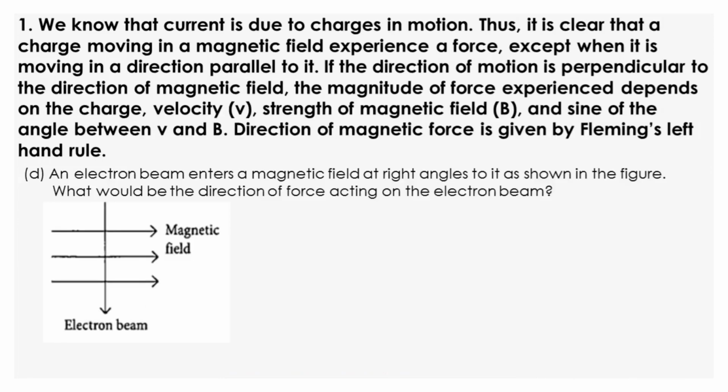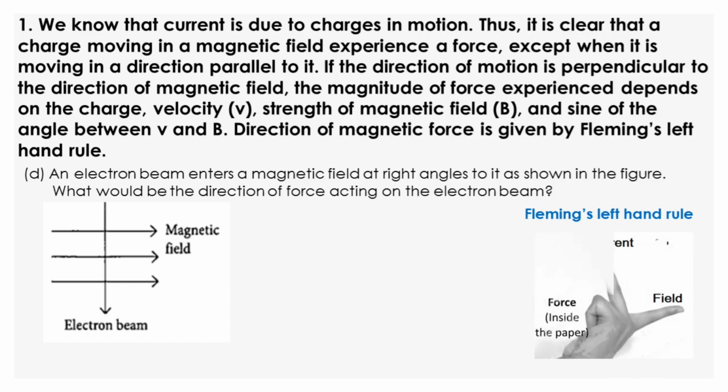Fourth sub-question, an electron beam enters a magnetic field at right angles to it as shown in the figure. What would be the direction of force acting on the electron beam? Again, take Fleming's left hand rule. The forefinger should be pointed towards right and the current will be in the upward direction because electron is coming in the downward direction.